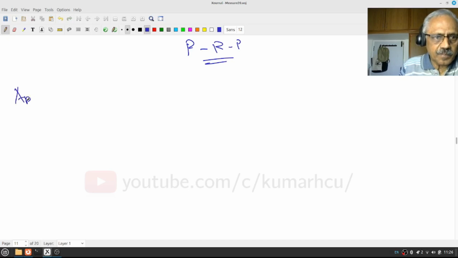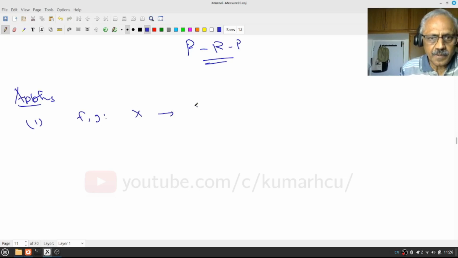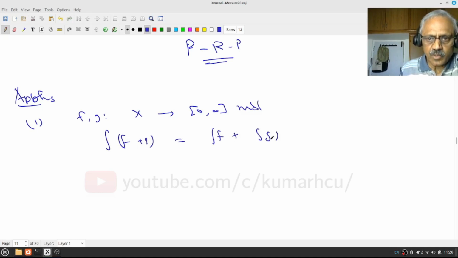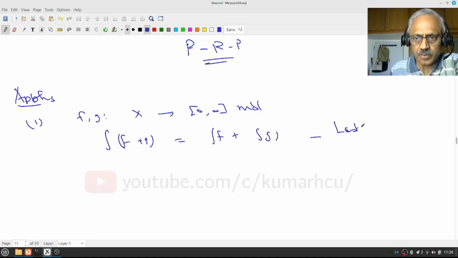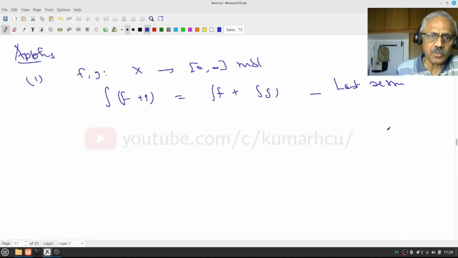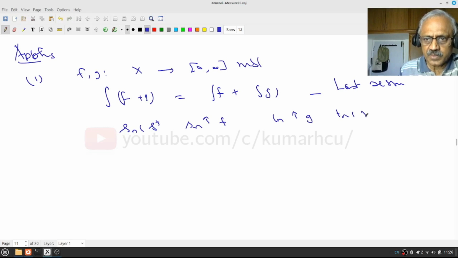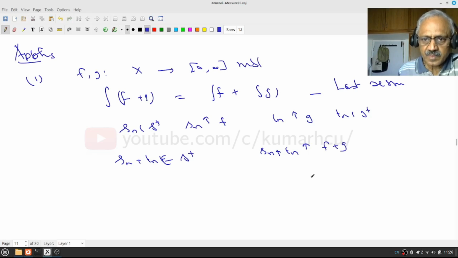So the first application, therefore: f and g are non-negative measurable functions. Then integral of f plus g is integral f plus integral g. How do I prove that? In the last session it was proved, but I will quickly go through. Let Sn be in S plus such that Sn increases to f, and Tn similarly increases to g, where Tn is of course in S plus. Then Sn plus Tn is again in S plus, and Sn plus Tn increases to f plus g.